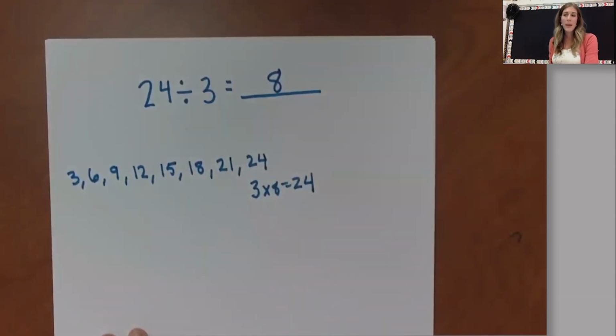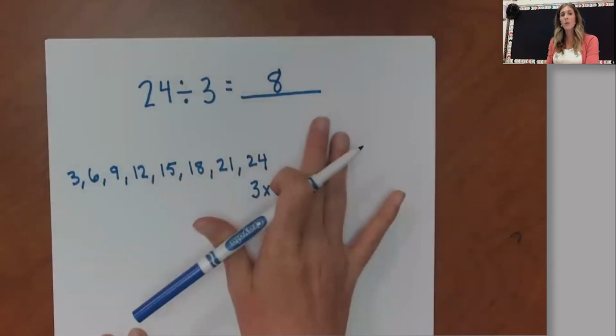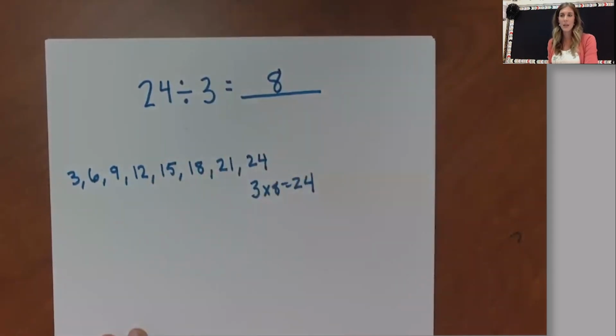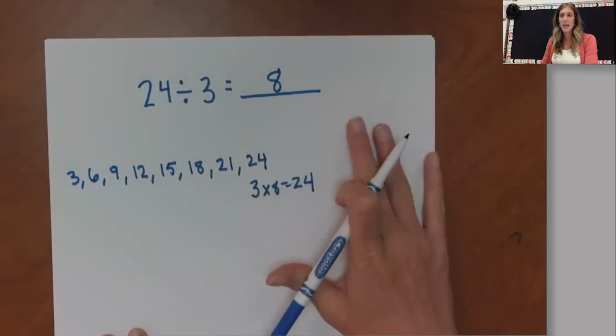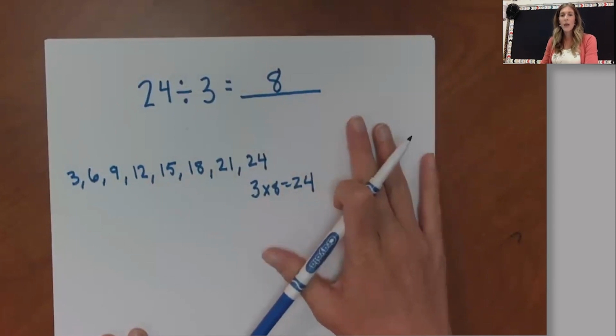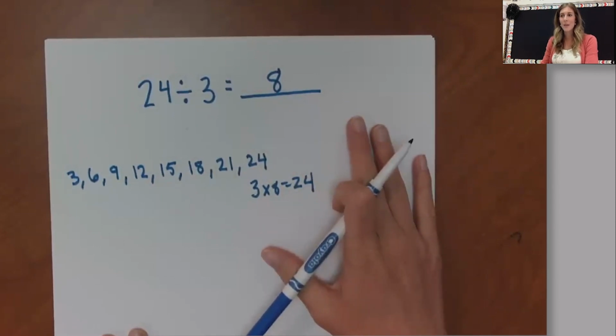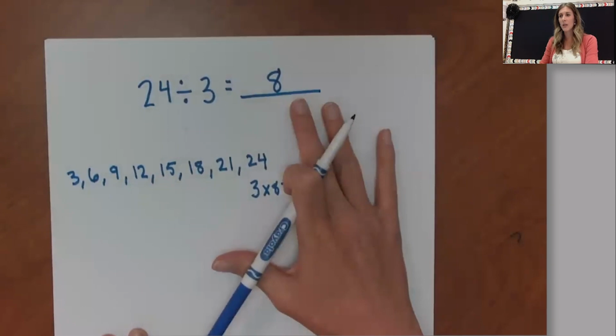So remember that multiplication and division are related. We know that 3 times 8 is 24, so that also means that 24 divided by 3 equals 8. This division sentence says that 3 goes into 24 8 times. 8 is our quotient, or the solution to our division problem.